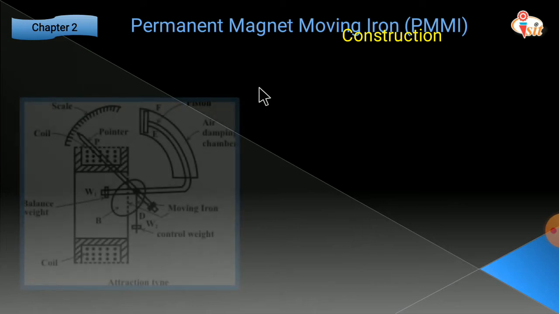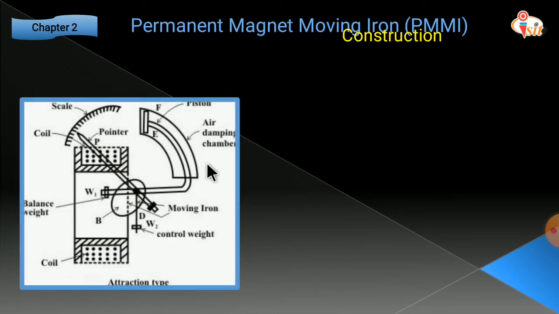This is the constructional diagram of permanent magnet moving iron. Now we are going to see one by one the parts of permanent magnet moving iron. This is the coil. Here is a balance weight. This is the moving coil, this one line. This is a control weight for controlling the pointer.